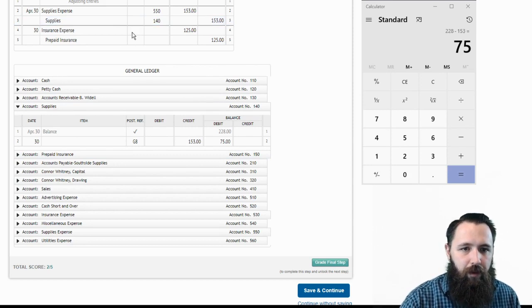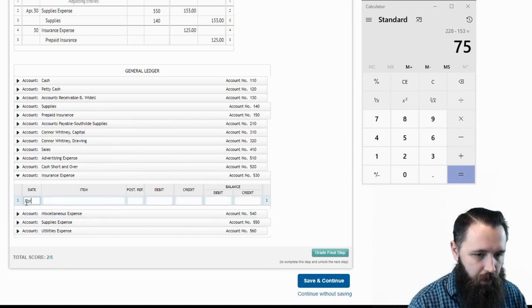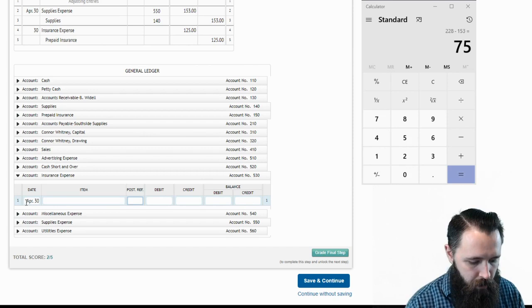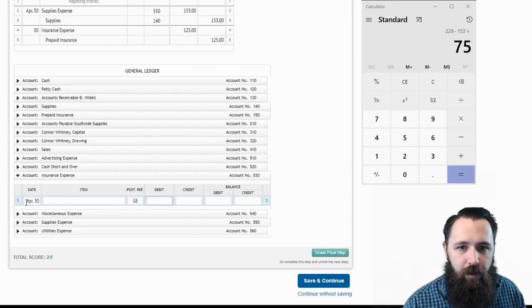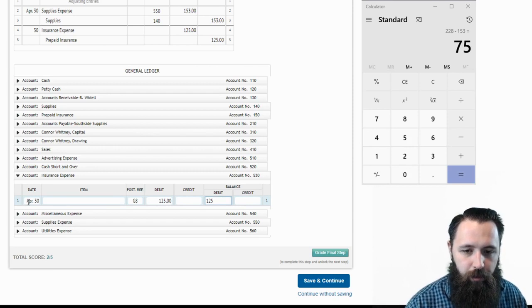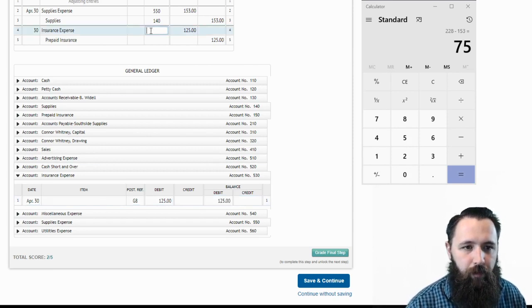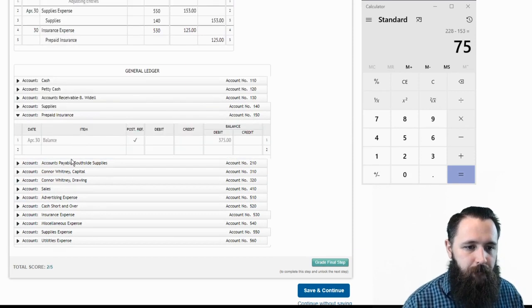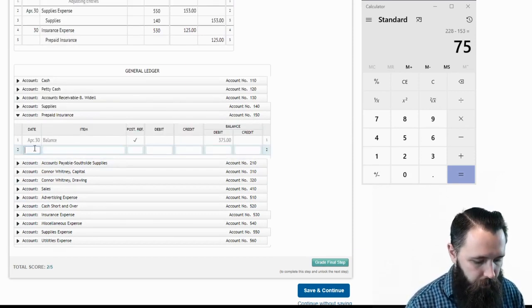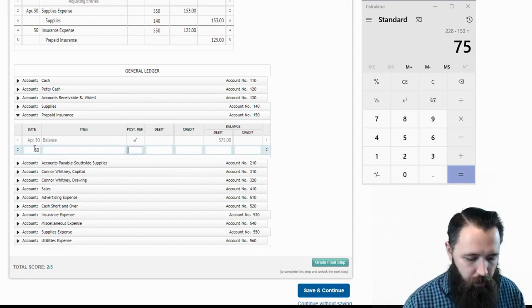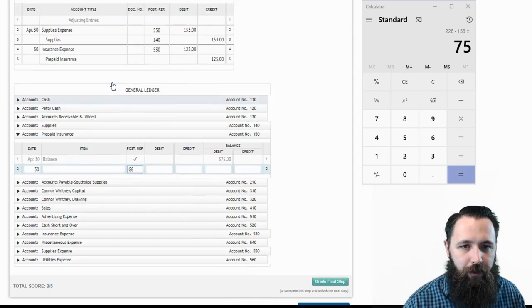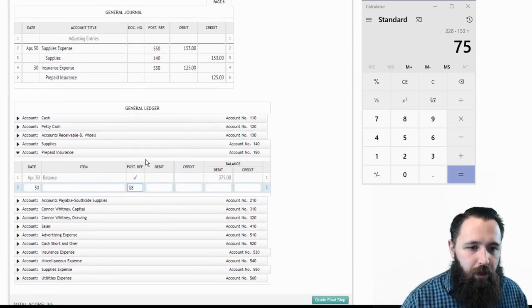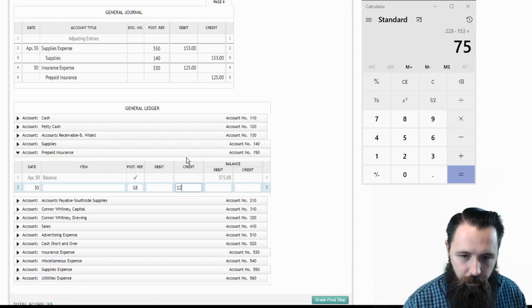Okay. Let's do the same thing for insurance expense. Date, April 30th. Post reference is G8. It's a debit of 125. Our balance will be a debit of 125. Go ahead and put in our post reference of 530. Prepaid insurance is going to be the 30th. Post reference, once again, is G8, just general journal, page 8. You can see that up here. And for prepaid insurance, it's a credit of $125.